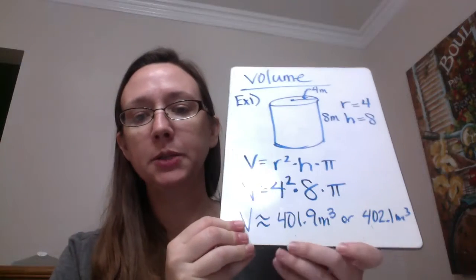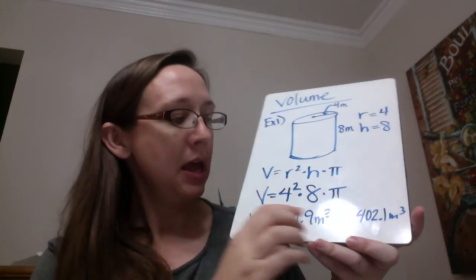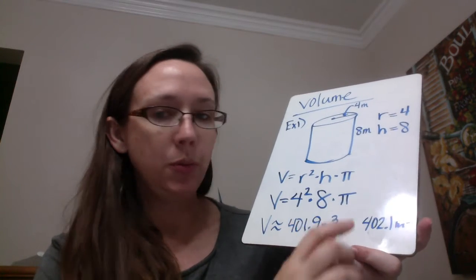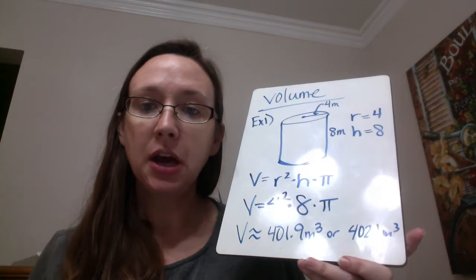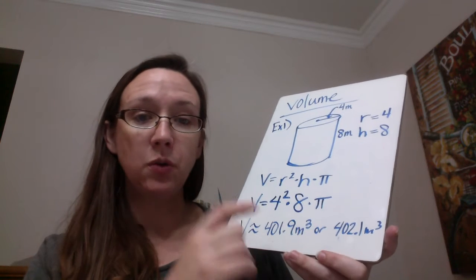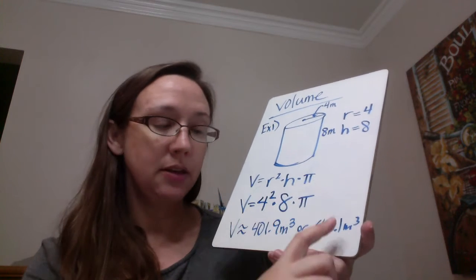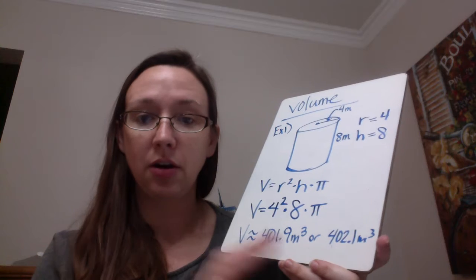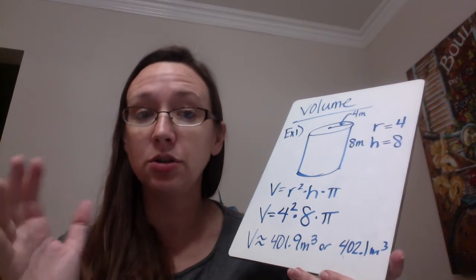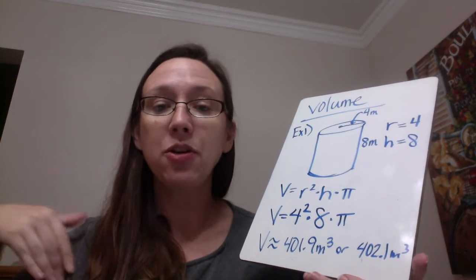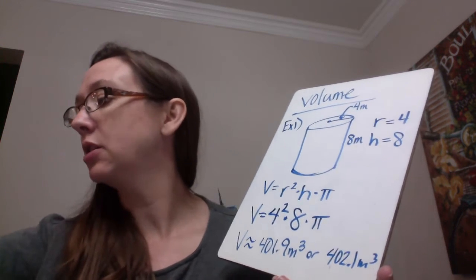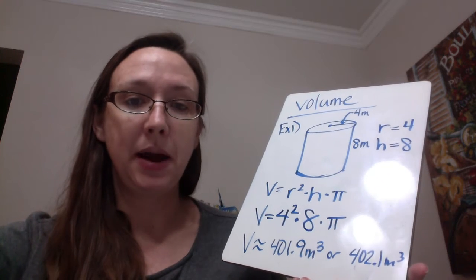Okay, I wanted to explain one thing about this last example. I put meters cubed at the end of my answers. The reason I have two different answers is because one is if you use 3.14 for pi, the other one is if you use the pi button on your calculator. They'd give you two different answers because they're two different approximations. Either one's okay. In your homework, they ask you to use 3.14 instead of the pi button.